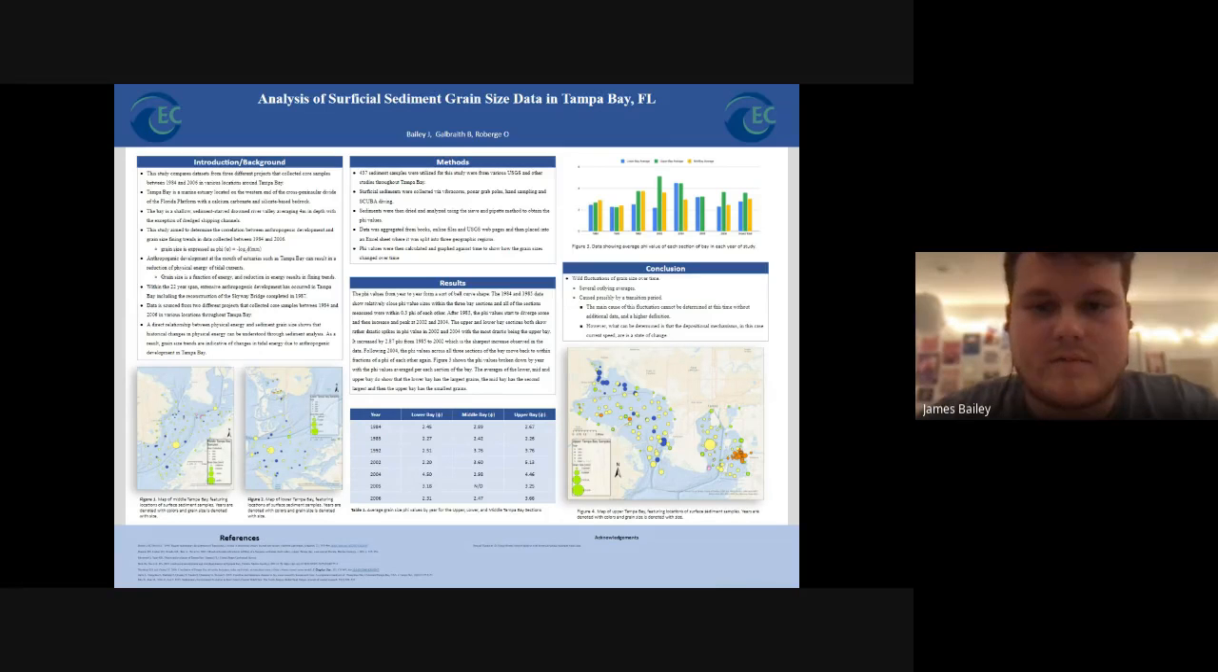And so the main takeaway from this is that more research is needed, specifically in the gaps in our data between 1985 and 1992, and between 1992 and 2002. There are large gaps in our data, and more data should continue to be collected throughout the future.